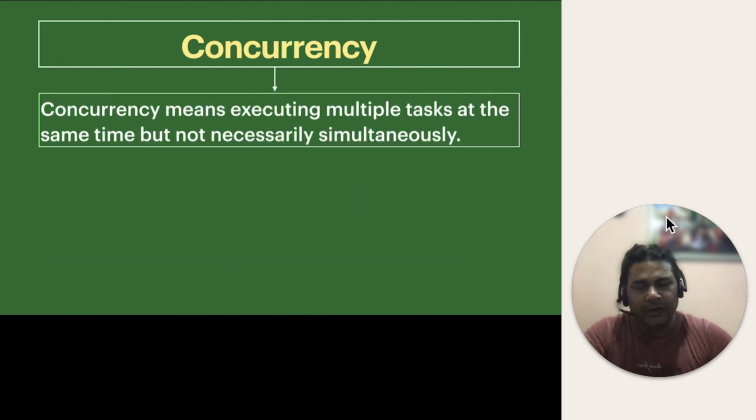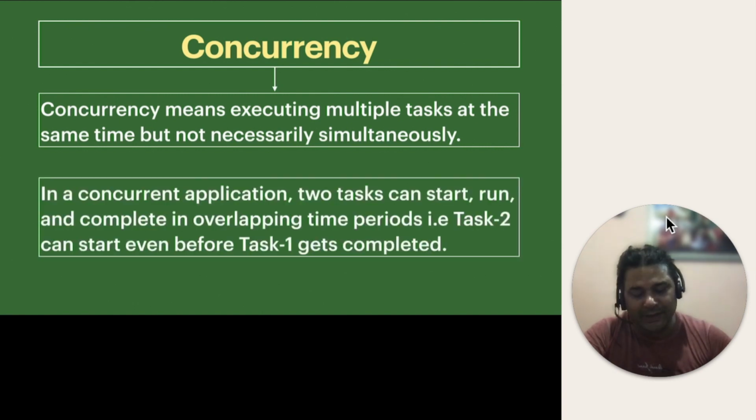So concurrency means executing multiple tasks at the same time but not necessarily simultaneously. What is the meaning of it? Two tasks can start, run and complete in overlapping time periods. What is the meaning of it? That task 2 can start even before task 1 gets completed.